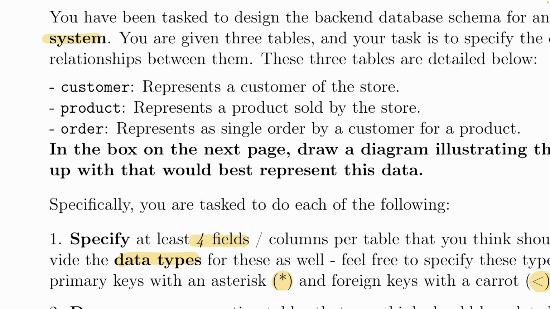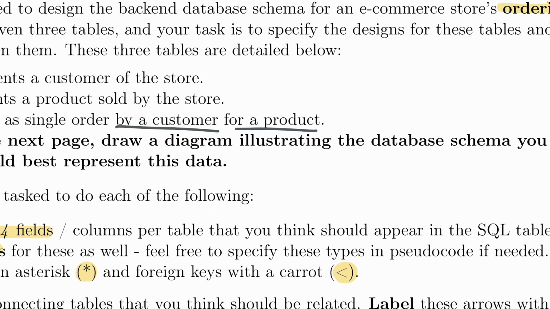And so the order, where it says it represents a single order by a customer for a product, is where it becomes more apparent that we might need a relationship. Because we're talking about an order being by a customer and for a product, we can see that order is connecting these two pieces, the customer to the product. So if I were to draw order here, it might be in between the customer and the product.